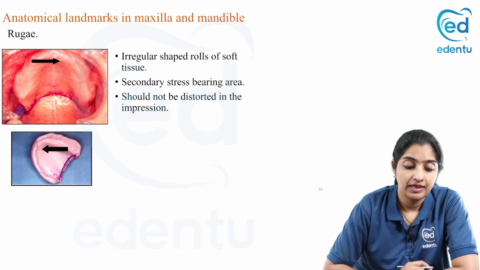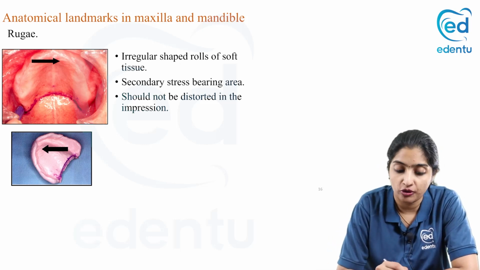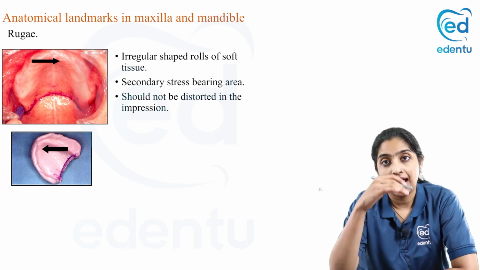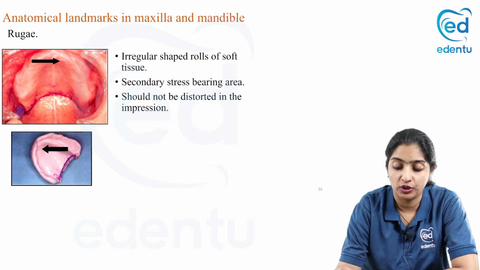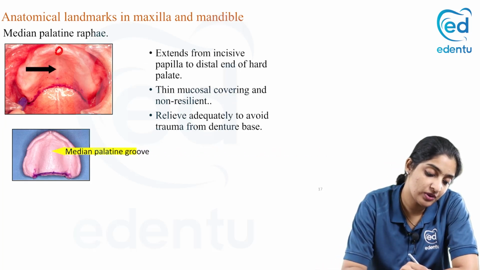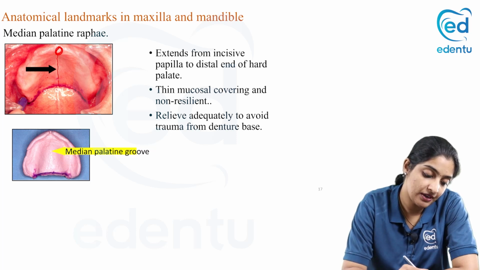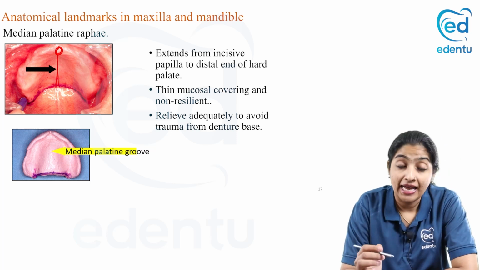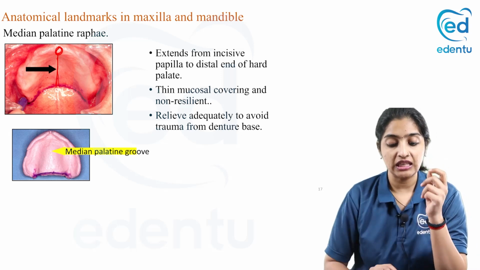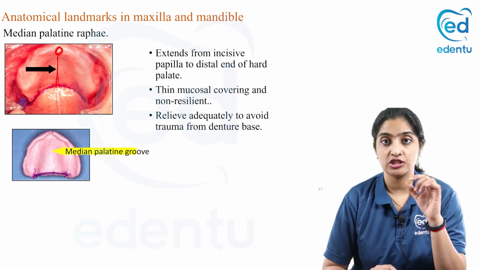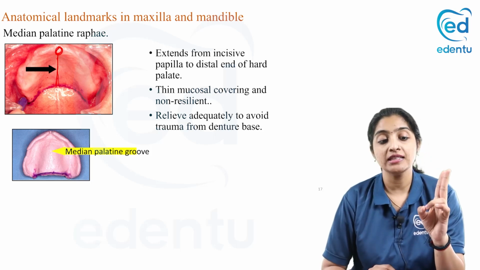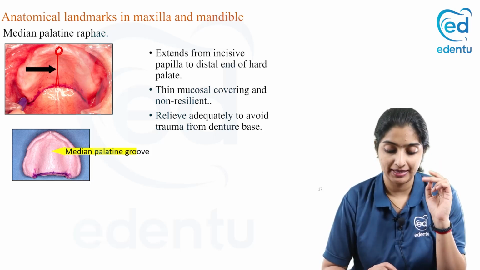Next is the rugae. They are irregularly shaped rolls of soft tissue. They are basically a secondary stress bearing area. There are crests and depressions present in the rugae. Next, coming to the mid-palatine raphe. This is the incisive papilla, as you can see, and this is your mid-palatine raphe. Okay. The next relief area will be your mid-palatine raphe. Why? Because it has a thin mucosal covering and it is non-resilient. If you do not relieve it, first, there is a chance of soreness or pain. Second, there is a chance that the denture will fracture in the midline.